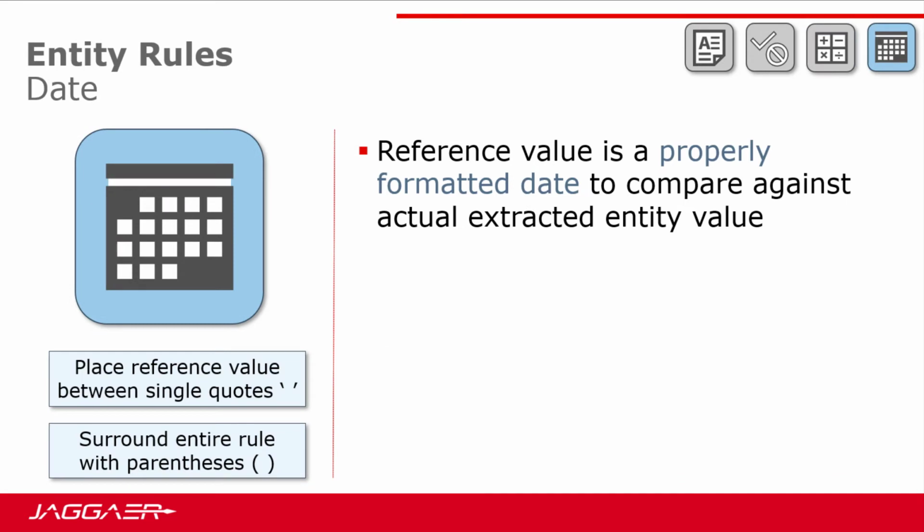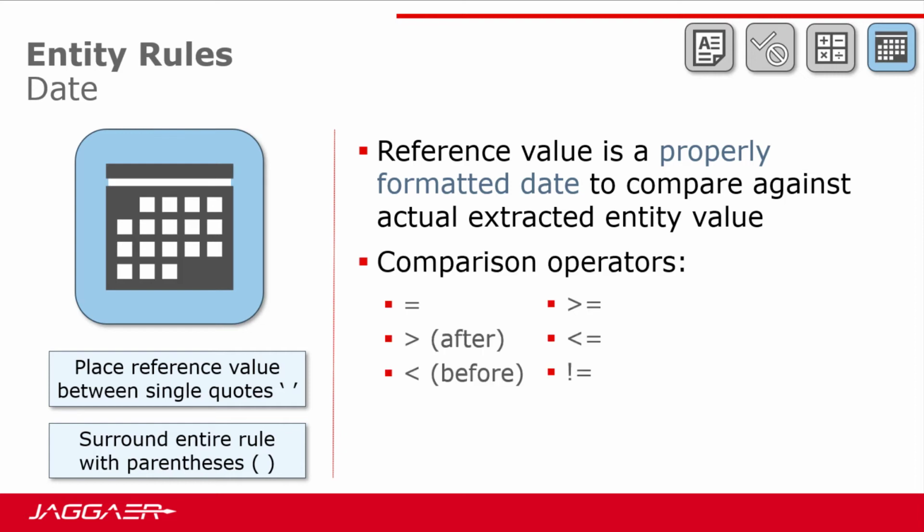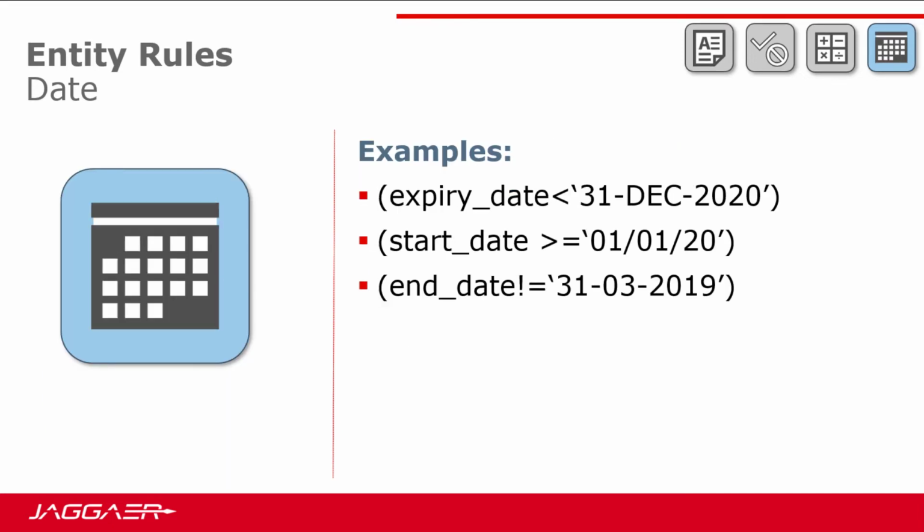For date, the reference value will be a properly formatted date to compare against the extracted entity value. Comparison operators are the same ones that we saw before. It either equals, it's greater than, in this case that means after or following, less than, which would indicate before a certain date, and then of course we have greater than or equal to, less than or equal to, or does not equal. And like the other rule types, just be sure to write the reference value in single quotes and surround the whole condition with parentheses. Here are a couple of examples.